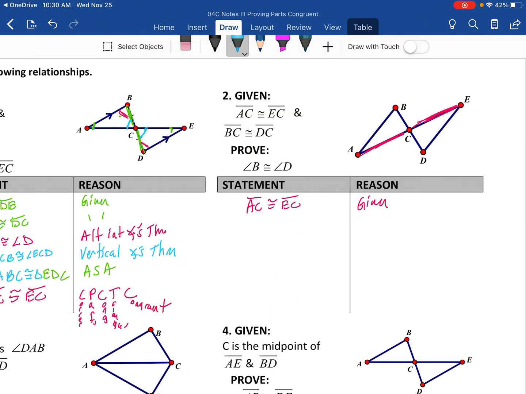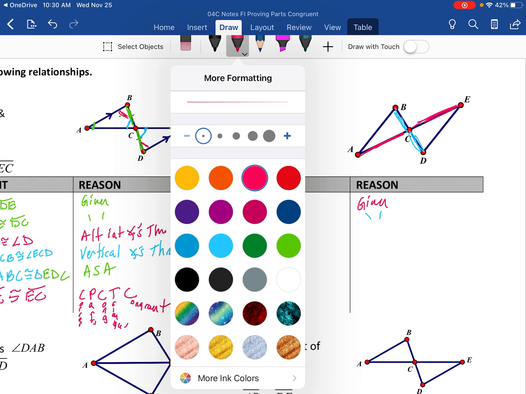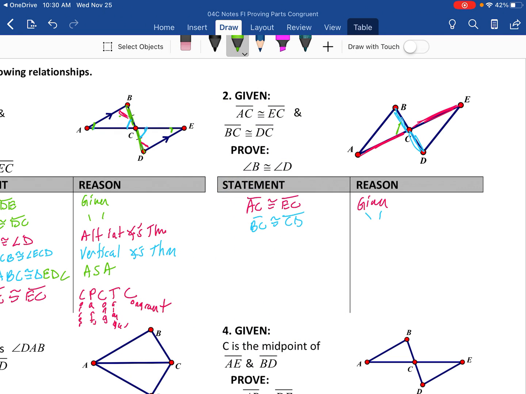You're also given BC is congruent to CD. That's also given to you. That's all the information I'm given, but again, I see here that I have my vertical angles. And so I know, never say angle C is congruent to angle C, because there are 4 angles there. So I'm going to call this angle ACB, the vertex is always in the middle, has to be congruent to angle ECD by vertical angles theorem.